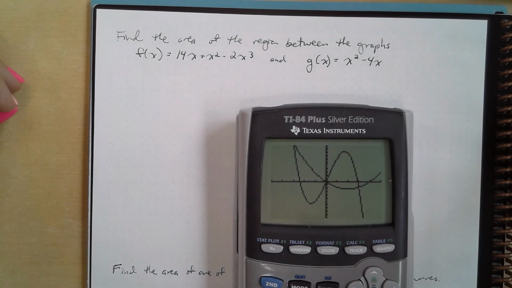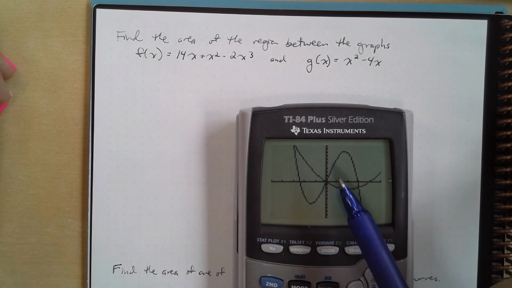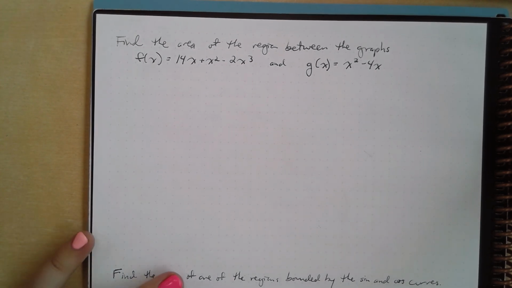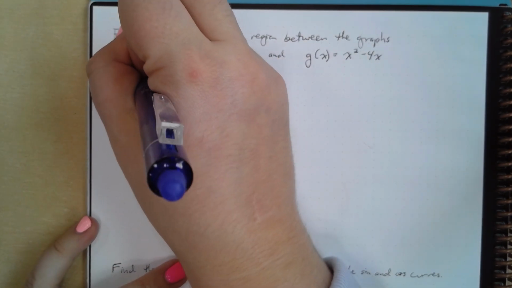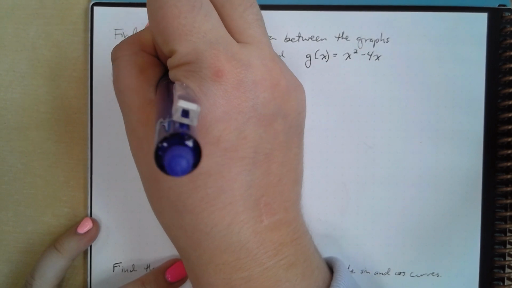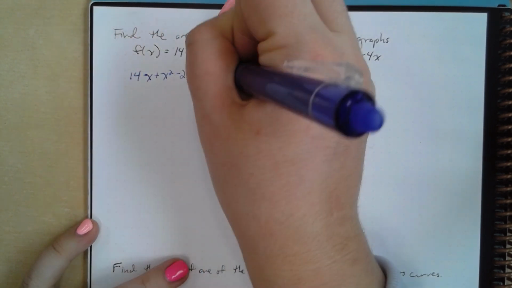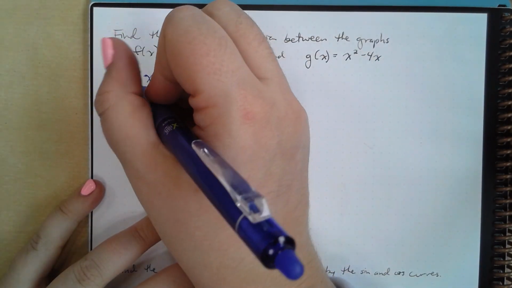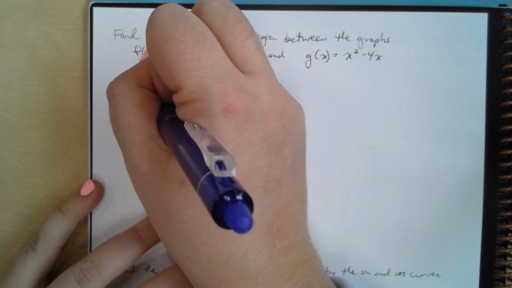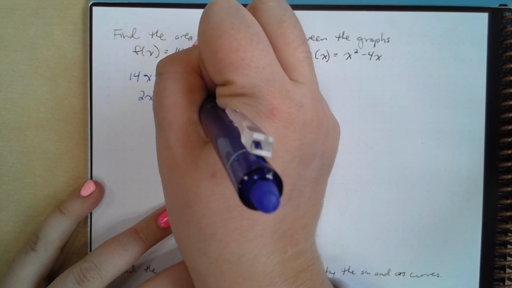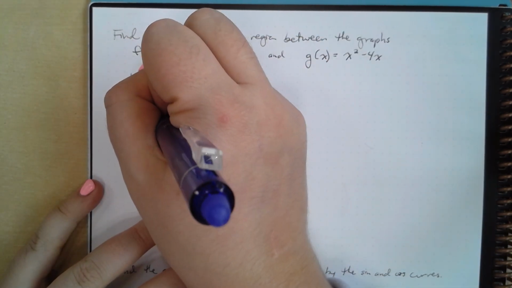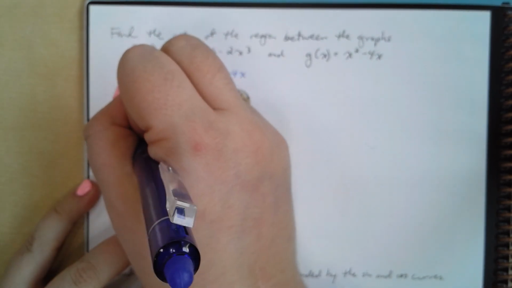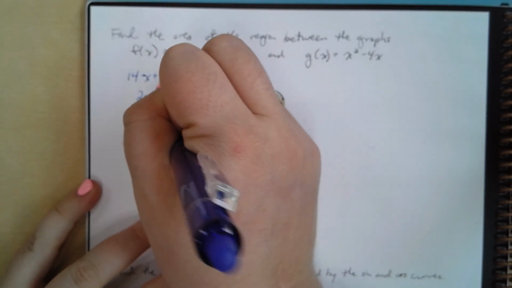So the first thing that we need to do is actually find the points of intersection so that we can set up our equations properly. So what we're going to do first is set 14x plus x squared minus 2x cubed equals x squared minus 4x, all right? So that's going to give us 2x cubed minus 18x is equal to 0. Take out a 2x, we're left with x squared minus 9 equals 0. So x is equal to 0, 3, and negative 3.